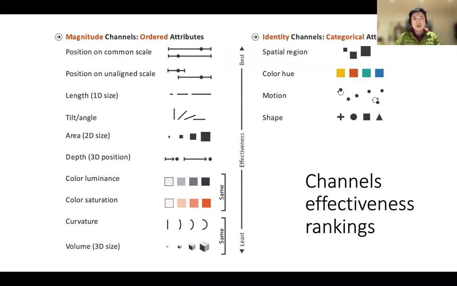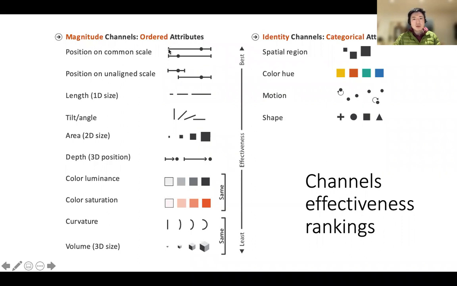And so the first thing to know is, the attributes on the left are for the quantitative, or what they call ordered attributes. So these are the numbers, and the list on the right is for the categorical attributes. And you can see in the ordering, the top one is the best, and the bottom one is the least effective, the worst in terms of representing. So for quantitative attributes, the most effective one is position on common scales.